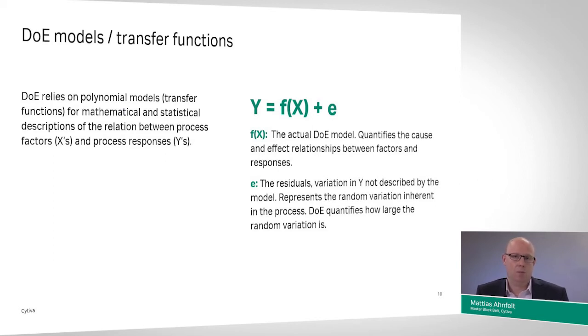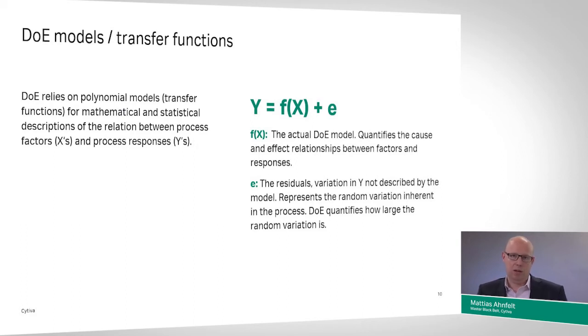And what remains, what the model cannot explain, then resides within the error part, the E part in this equation. So that's where we have the prediction errors or the residuals. And that's also where we now get the quantification of the random variability in our processes.